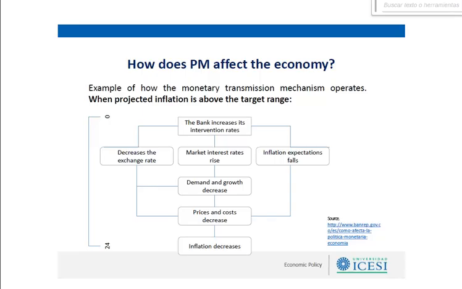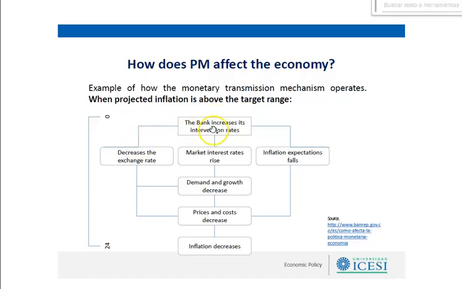Well, this is the case where the central bank decides to increase the intervention rates. This means to make a contractive monetary policy. And usually it does this when the projected inflation is above the target range. So I will explain each of the four transmission mechanisms.